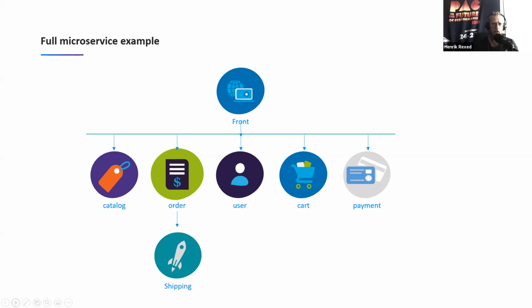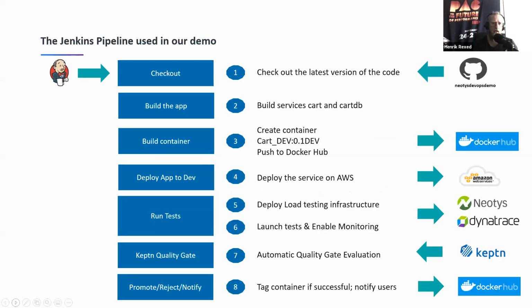The process of the pipeline is very simple in Jenkins. So first we get the source code coming from this GitHub repo. We build the service by compiling and building the binaries out. And then we are building the underlying containers. So here it's the example of the carts component. Once the new version of the container has been built, we push it to Docker Hub.